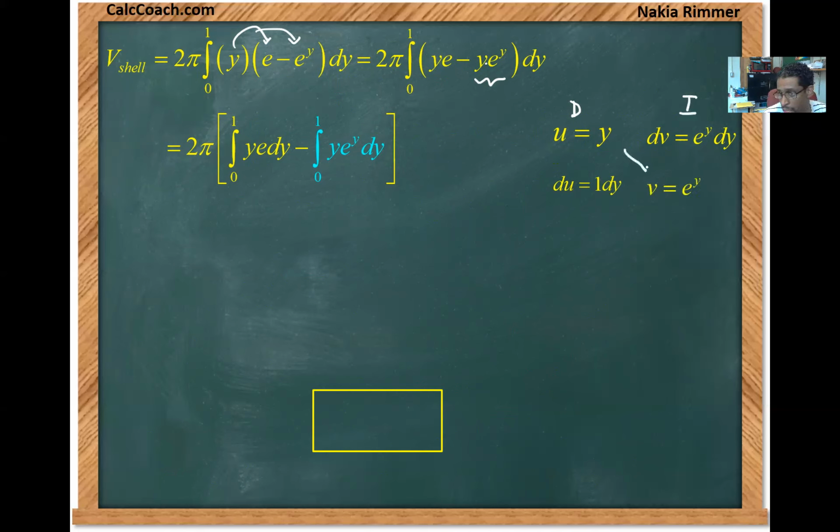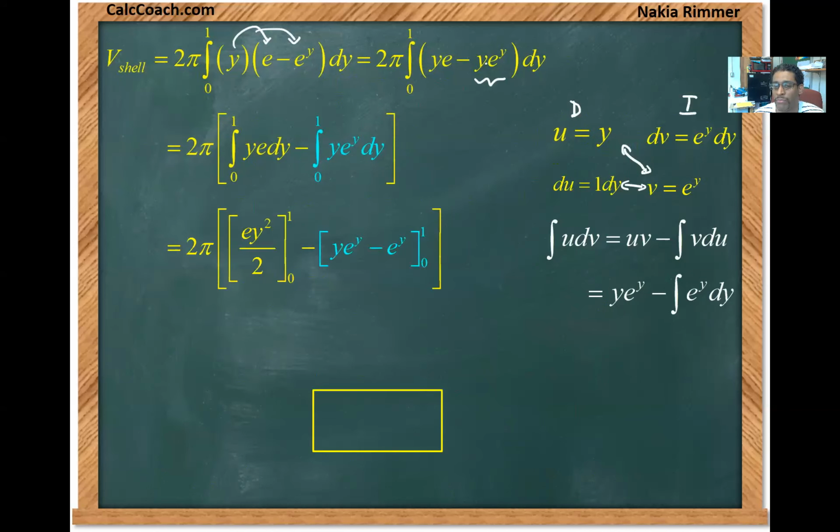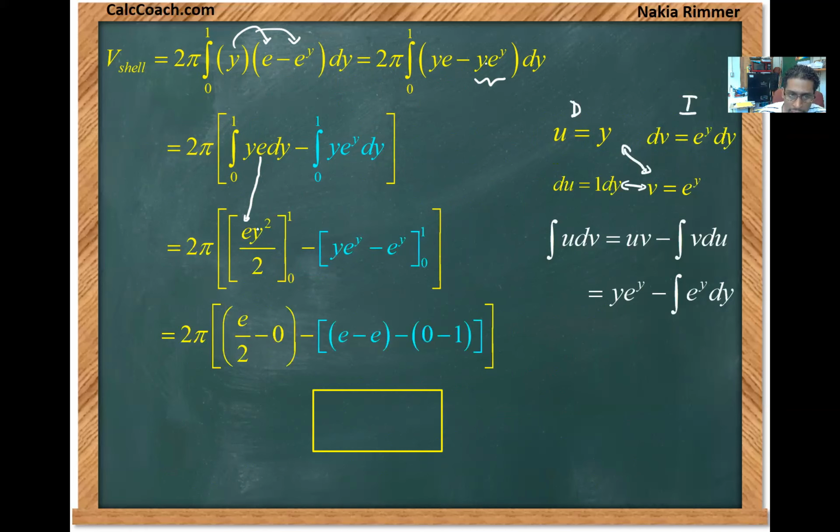And remember now, we're going to multiply u and v together and subtract the integral of v du. So we get y e to the y minus the integral of e to the y, which is e to the y. So y e to the y minus e to the y. Put a 1 in, we'll be done. The other integral is just e is a constant, and the integral of y is y squared over 2. So we put a 1 in, put a 0 in to both. So we'll have e over 2 minus 0, and then we'll have 1 times e minus 1 times e.